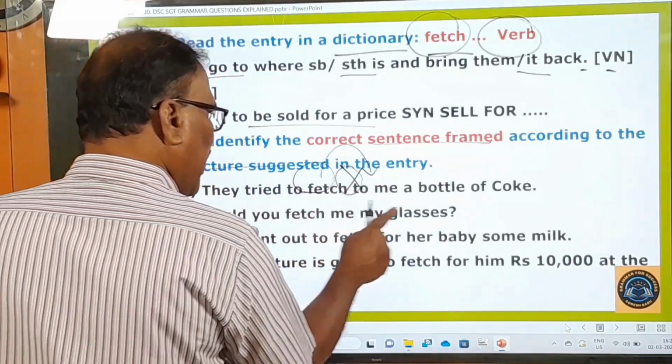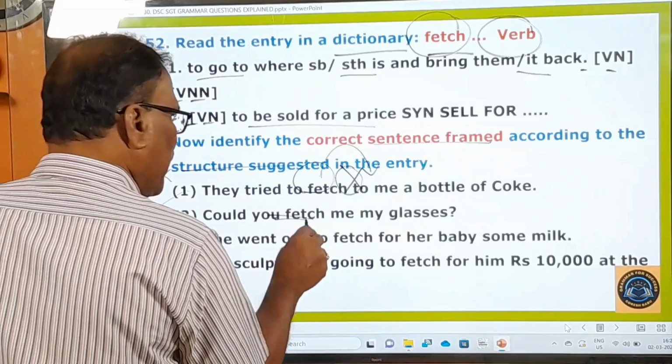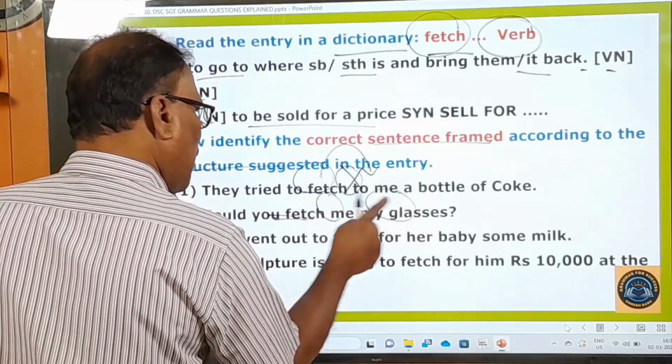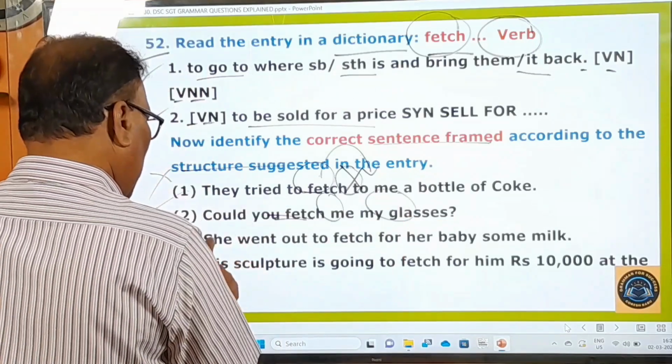Could you fetch me my glasses? Right. After fetch, a preposition is not used. A pronoun is used and a noun is used. Fetch me my glasses. Correct.